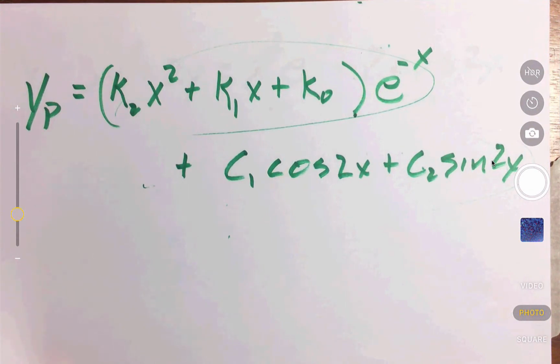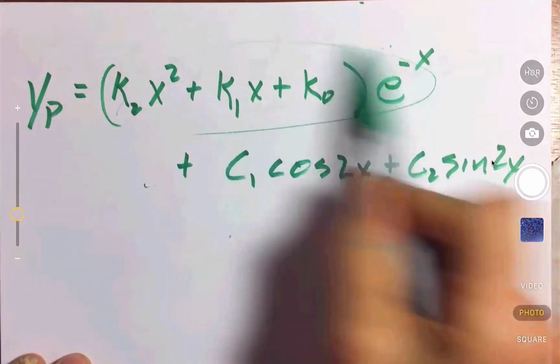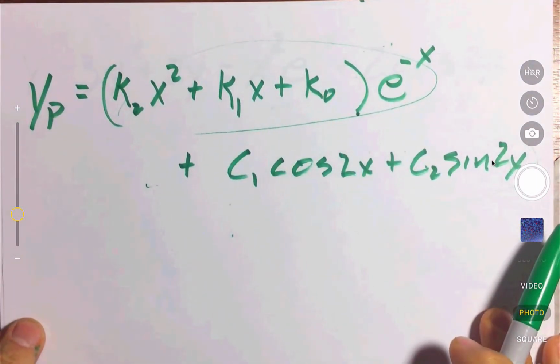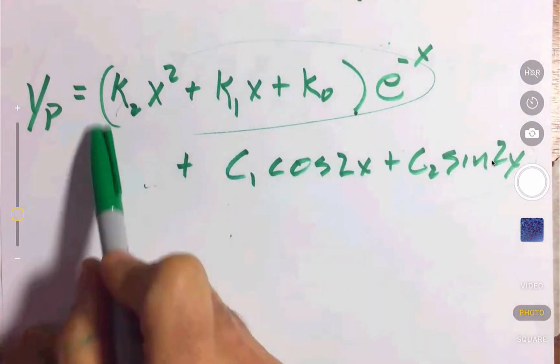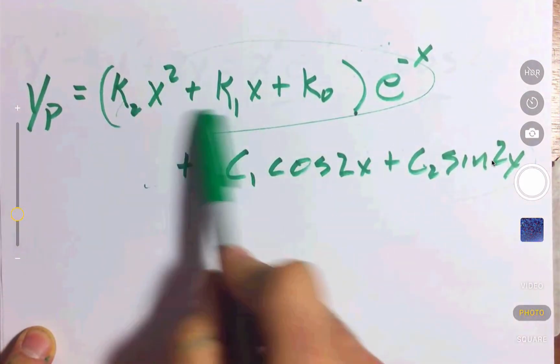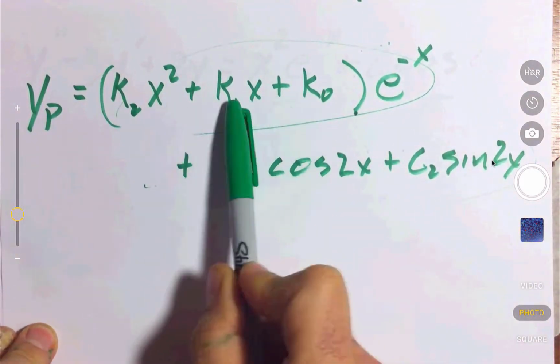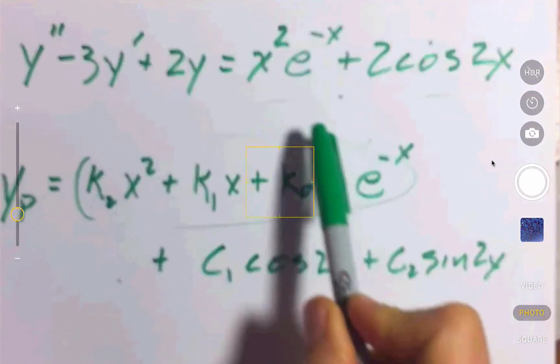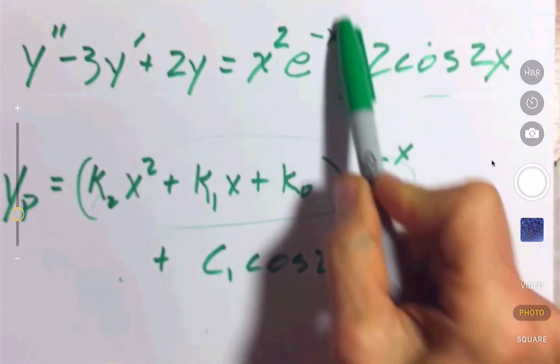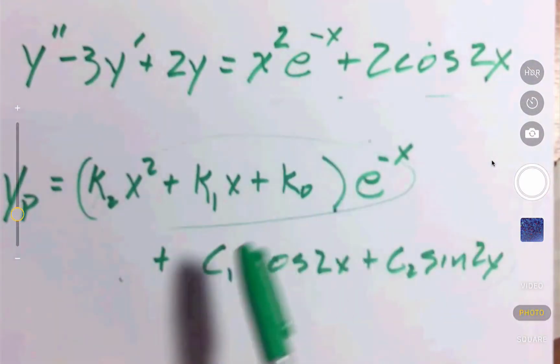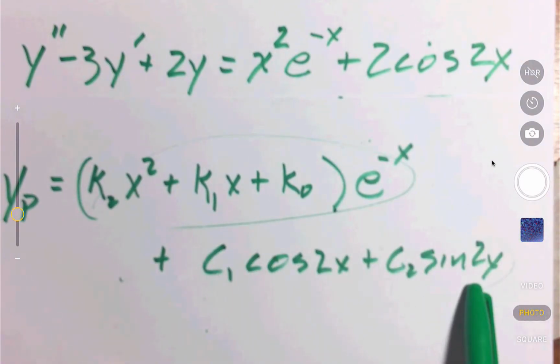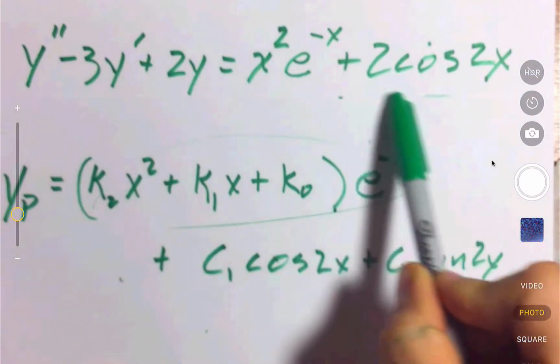Now the great thing about linear equations is that we can treat each of these separately, which is to say that I could substitute this into the differential equation and figure out what the constants need to be in order to get that. And then, as a separate problem, substitute that into the differential equation, see what the constants need to be in order to get that.